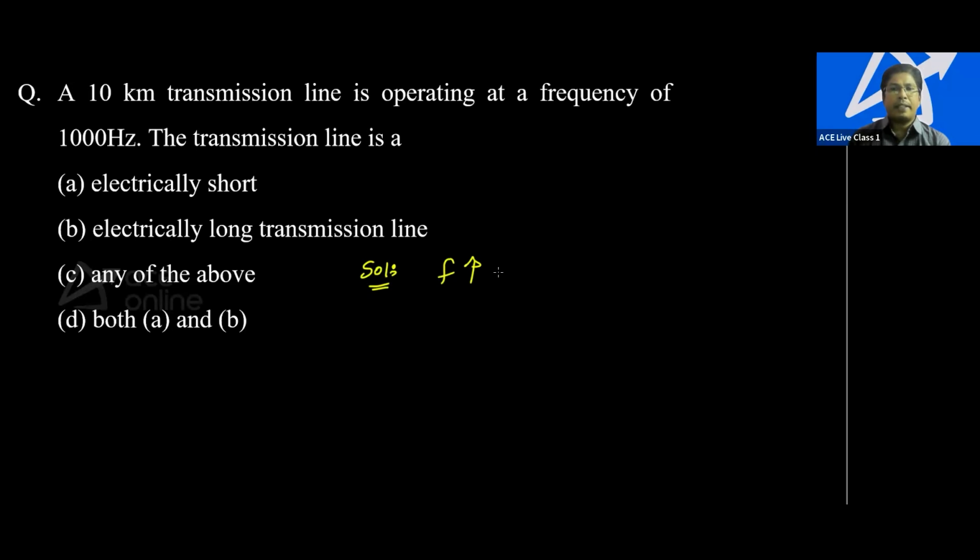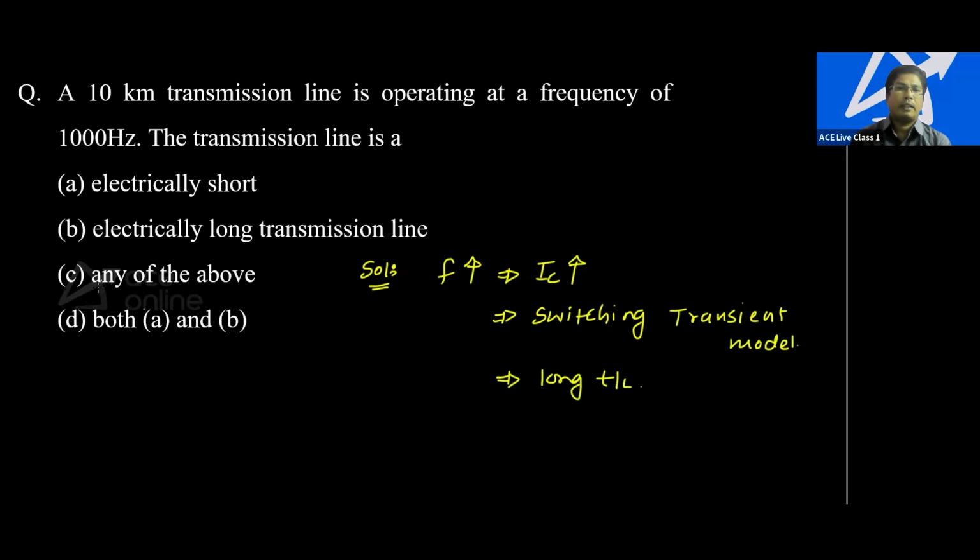When frequency of the system increases, the charging current flow in the line is also increasing. So whenever charging current flow increases, you cannot model the line as a lumped model. We have to go for the switching transient model. The switching transient model we are having is the long transmission line. It is one of the easiest questions we can say.